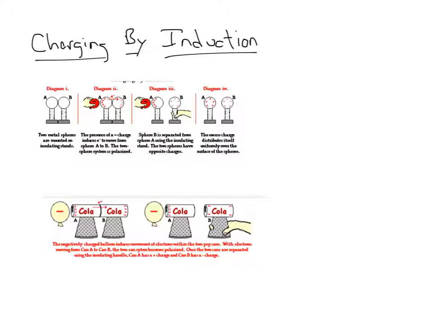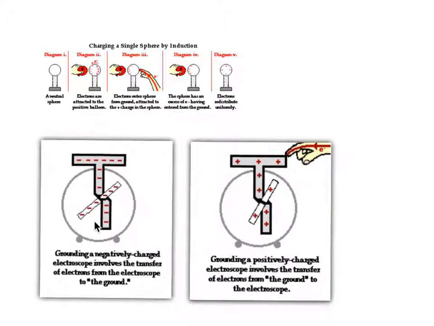We can again see charging by induction here with Coca-Cola cans. This is just another way to visualize it. Here, the negative balloon is brought close to the Coca-Cola cans. The electrons from this can scooch over here to get away from the negative charge, and then we separate. Aha! We've trapped you, you electrons, and now they're stuck on the other Coke can, so we've charged both cans, and this is called charging by induction. Now, it is possible to charge a single sphere by induction, but first, you have to understand the process of grounding.